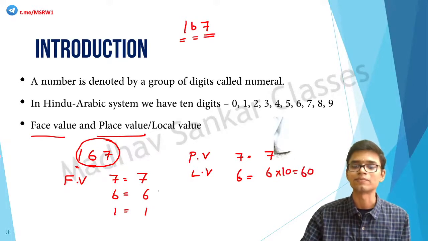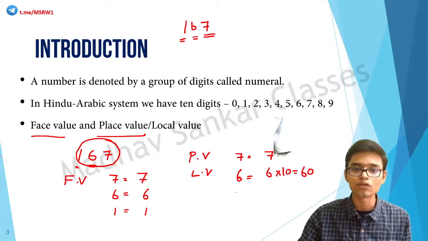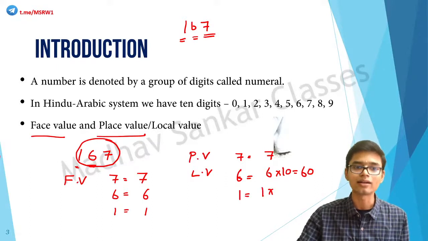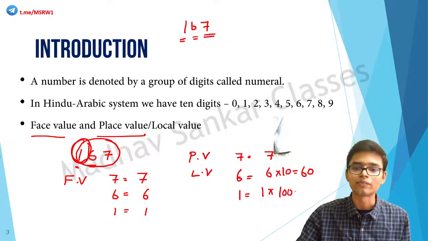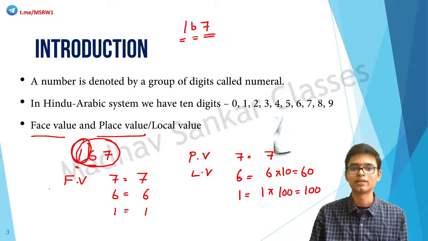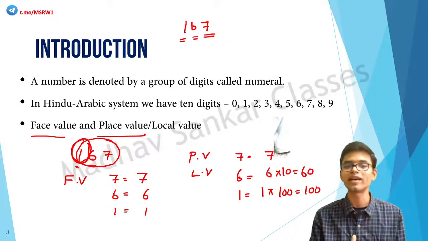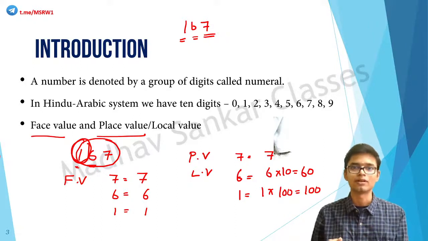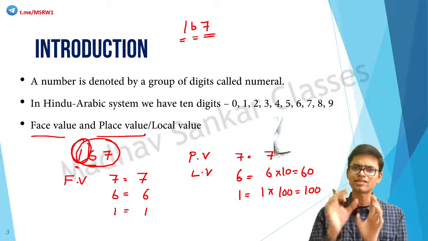Similarly, place value of 1: 1 is located in the hundreds place, right? So 1 into 100, that would be 100. Clear? This is the difference between face value and place value. Place value carries the weight of that position also. Face value means simply that digit. That's it.